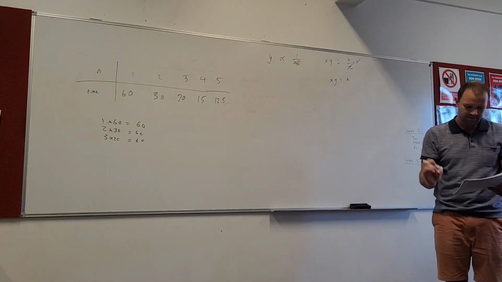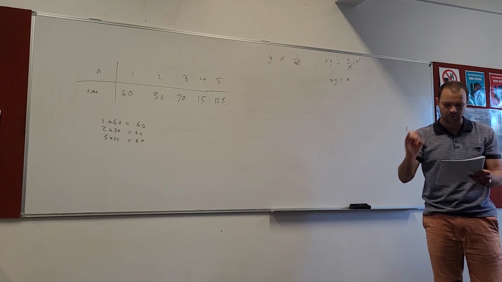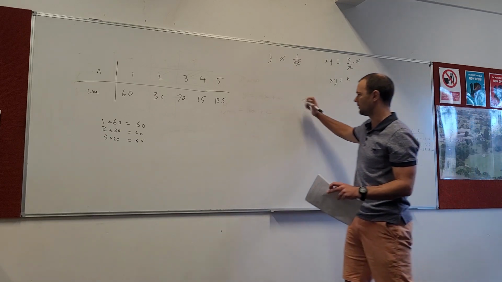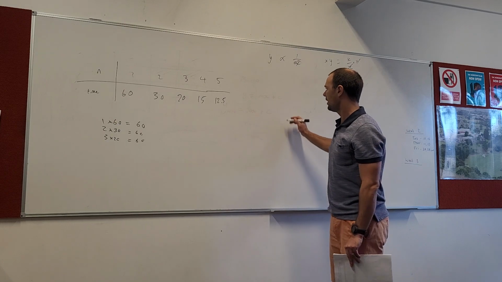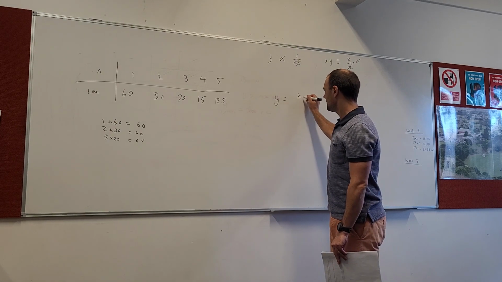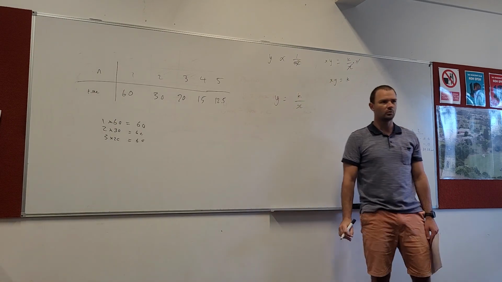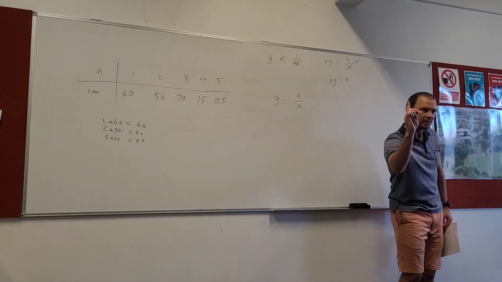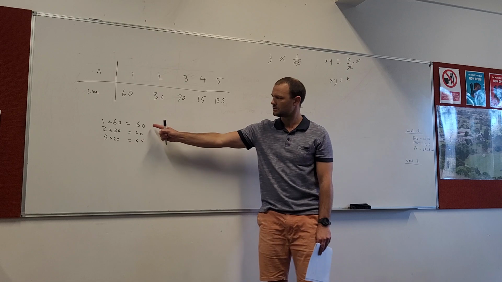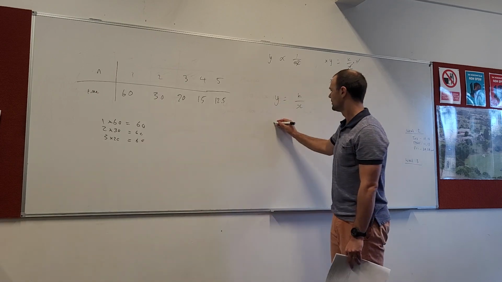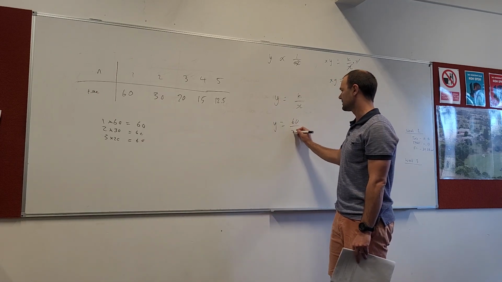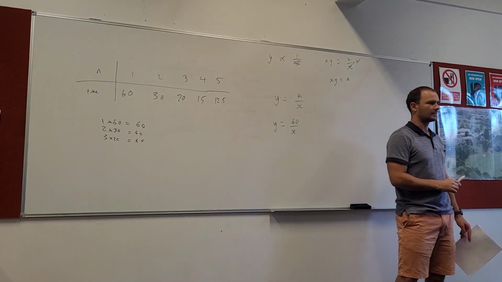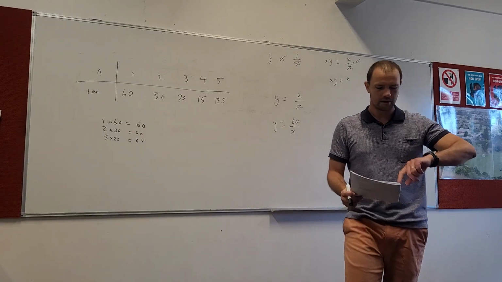Part B, hence state the equation of time to mow Tennyson Oval. Well, the equation of inverse proportion is this: y equals k divided by x. That's the default equation. What is our value of k? 60. So therefore the equation is y equals 60 divided by x. Okay, so that's pretty good.